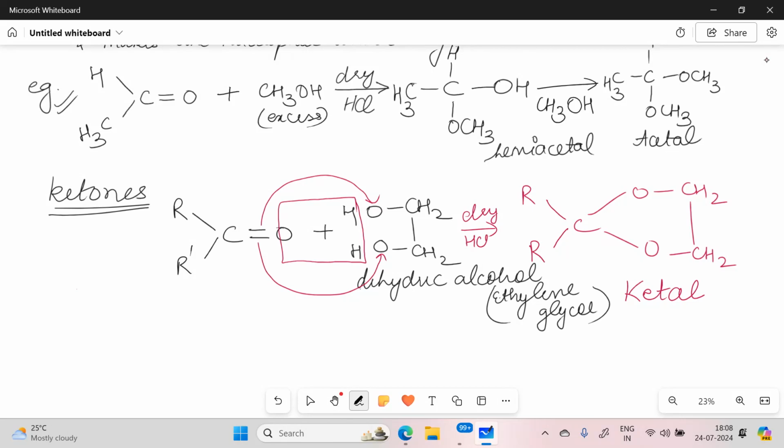Take a ketone and make it react with the alcohol. This is the same thing, but in the previous case, aldehydes were reacting with monohydric alcohols like methanol, ethanol. But ketones react with dihydric alcohol, ethylene glycol, an alcohol with two OH groups like this. So water is removed and you have to combine the remaining part, but the reaction is the same.